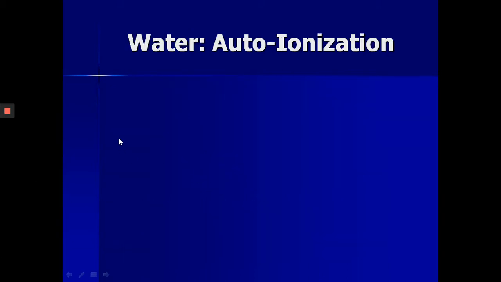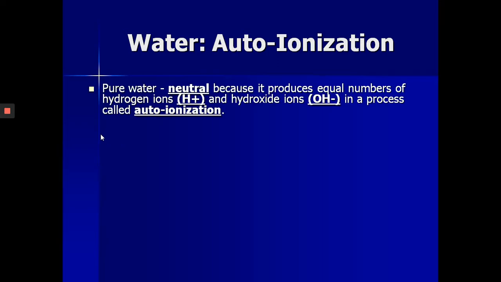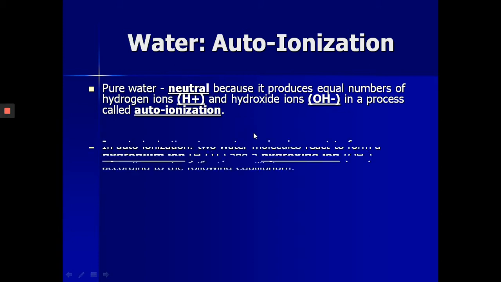Water autoionization. Pure water is neutral, because it produces equal numbers of hydrogen ions and hydroxide ions, which is what makes up the water, H2O. If you combine the hydrogen and hydroxide together, it becomes HOH, 2 hydrogens, 1 oxygen, H2O. HOH is another way to write water. And this process is called autoionization.